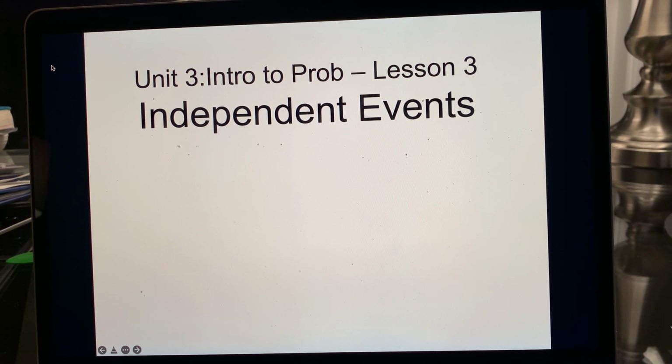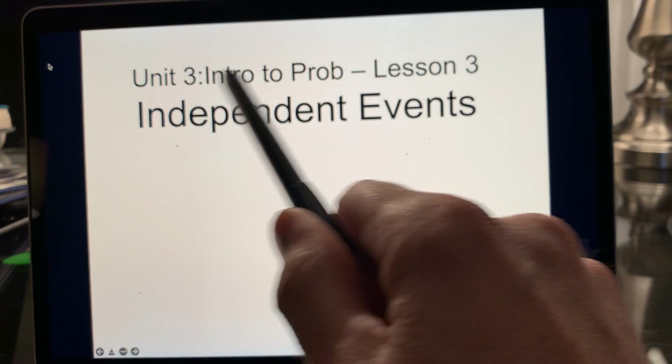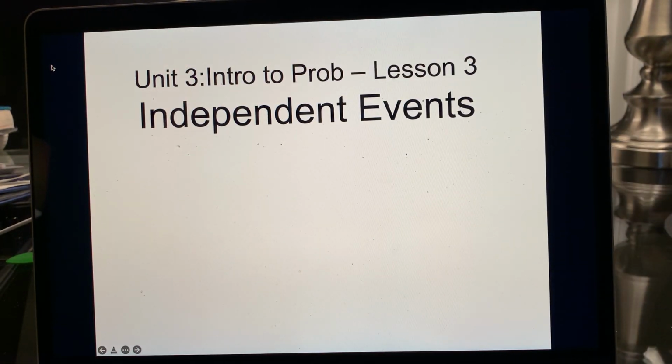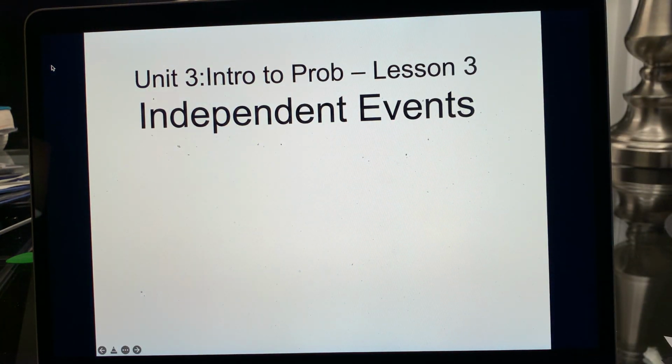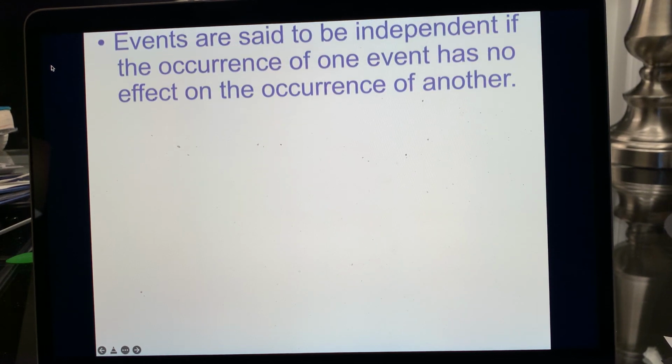Okay, so we're in Unit 3, Intro to Probability, Lesson 3, and the title of it is Independent Events. You see it right there at the top. For the past two lessons, we've been finding probabilities for simple events. However, there are times when we may have to deal with probabilities involving two or more separate events. So we can talk about this a little bit before we do the examples.